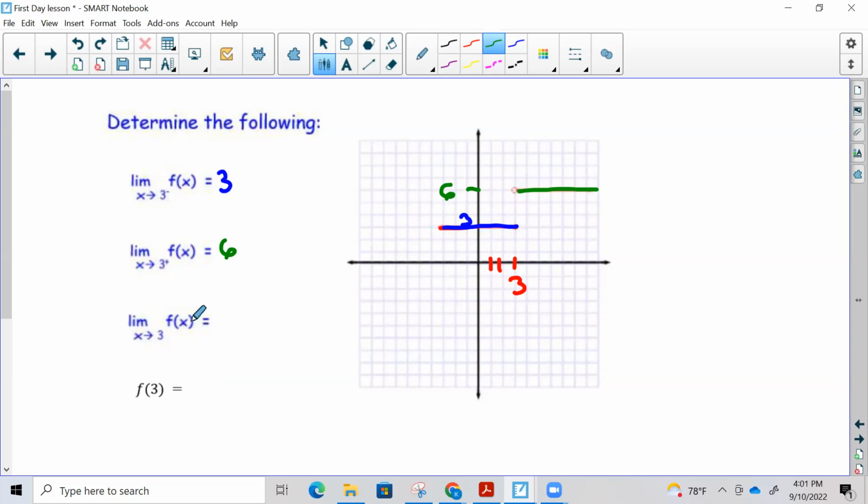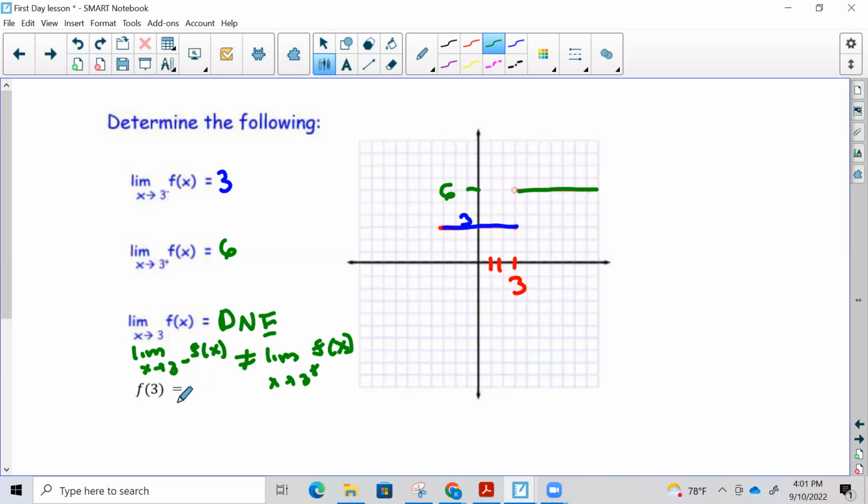And then it says, okay, what is the limit at x equals 3 overall? And because they're not the same value, we say DNE. And if you have to explain why, you say the limit as x approaches 3 from the left of my function doesn't equal the limit as x approaches 3 from the right. And this is the notation that we use. The left-hand limit doesn't equal the right-hand limit.